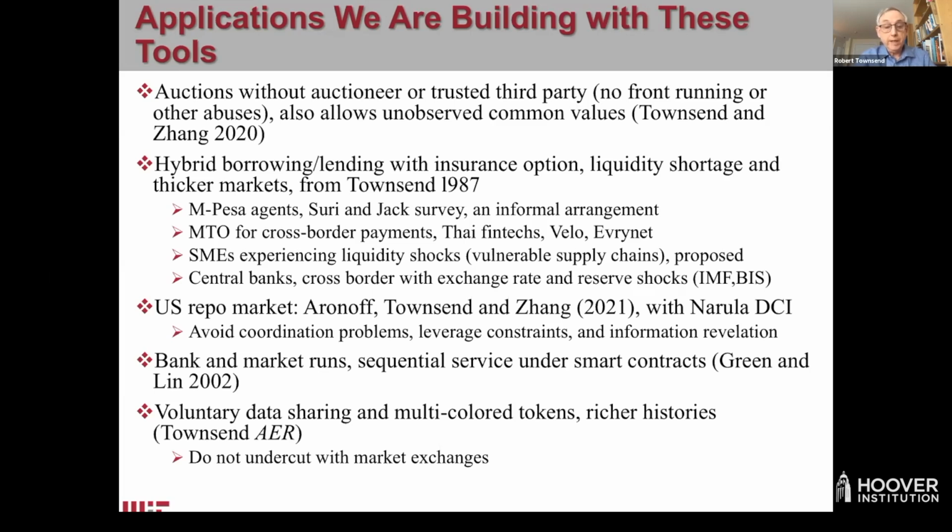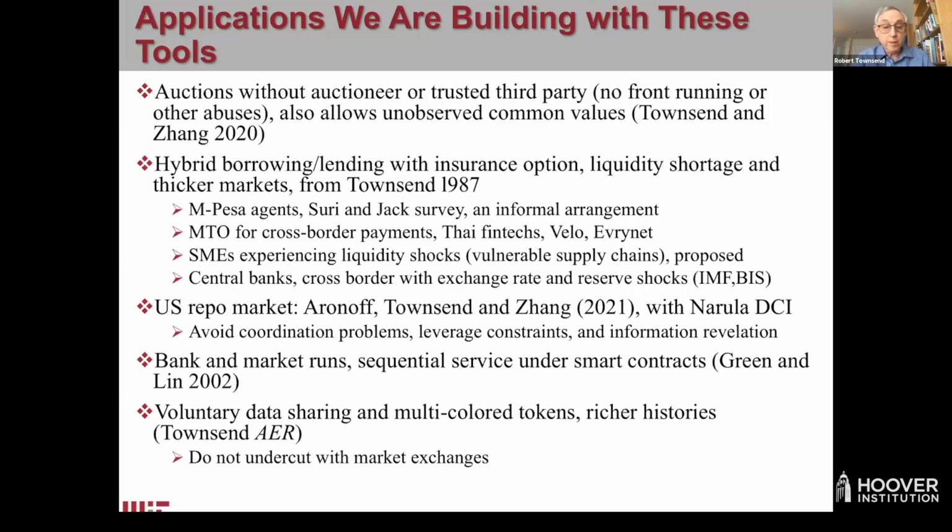So we're building applications with these kinds of tools, auctions without auctioneers, hybrid borrowing and lending with insurance options. That kind of gets at the liquidity problems I've been mentioning, that you need thick markets and you need inducements for people to join those markets. This would help with the M-Pesa problem in Kenya. There is an informal arrangement, and not very well documented, among the agents of Safaricom.